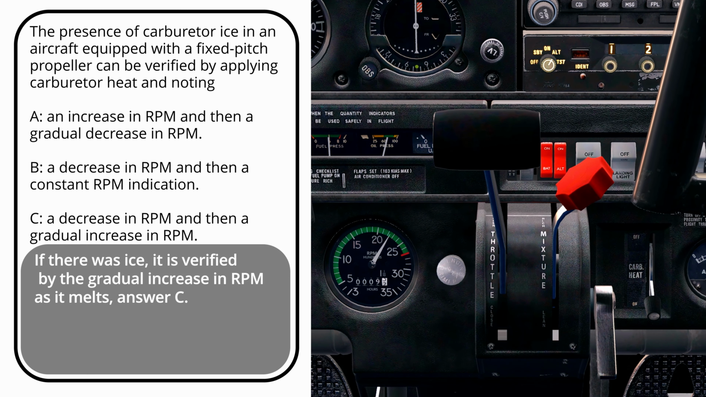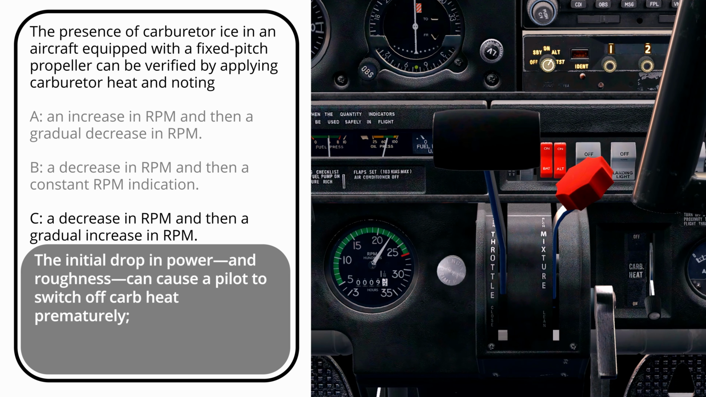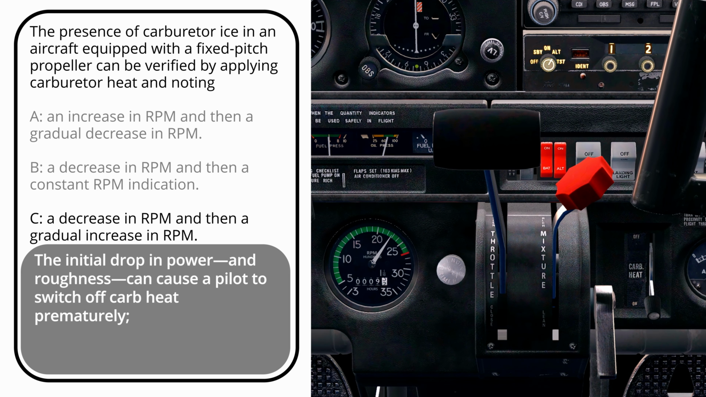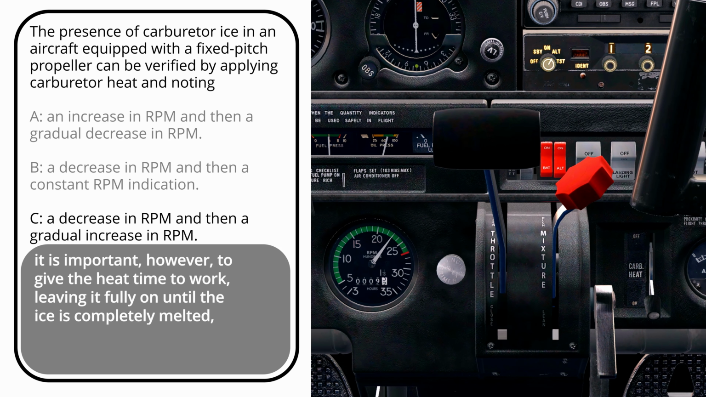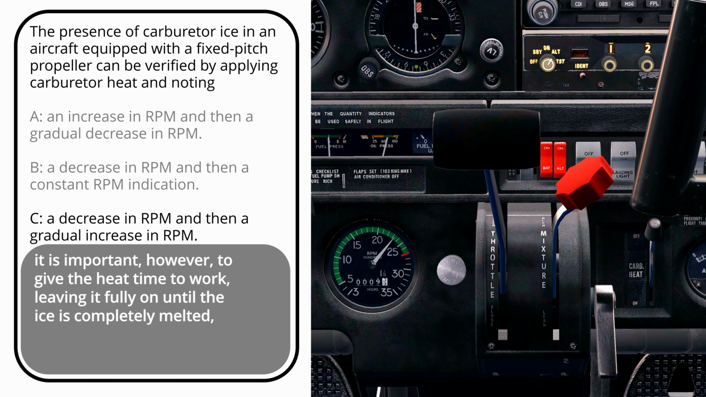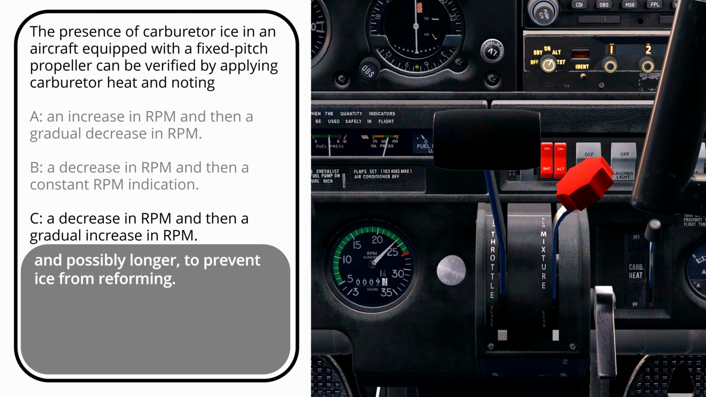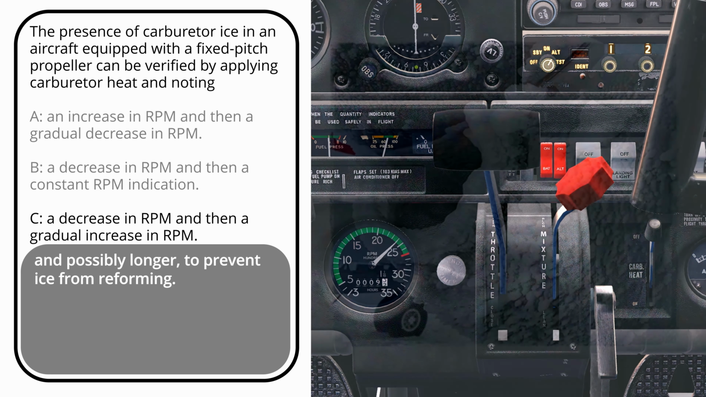Answer C. The initial drop in power and roughness can cause a pilot to switch off carb heat prematurely. It is important, however, to give the heat time to work, leaving it fully on until the ice is completely melted, and possibly longer to prevent ice from reforming.